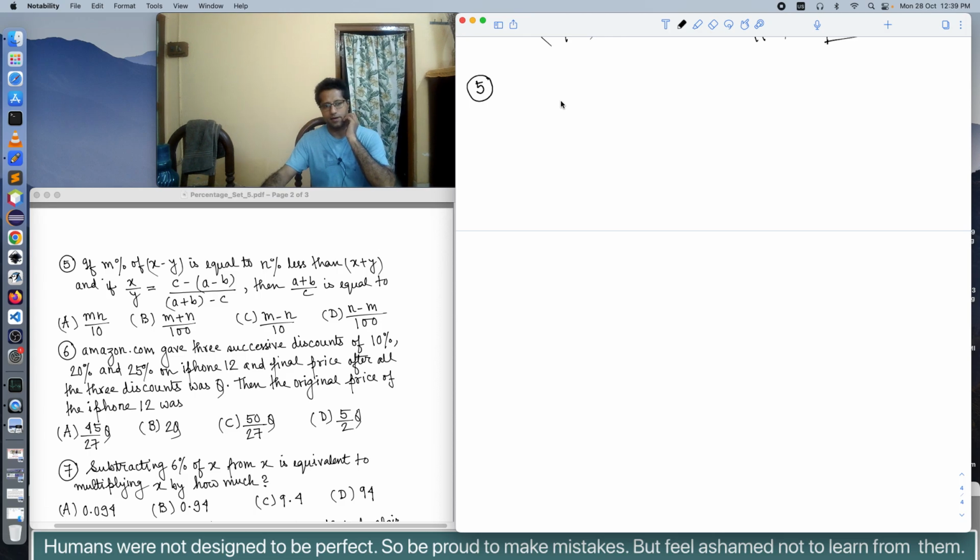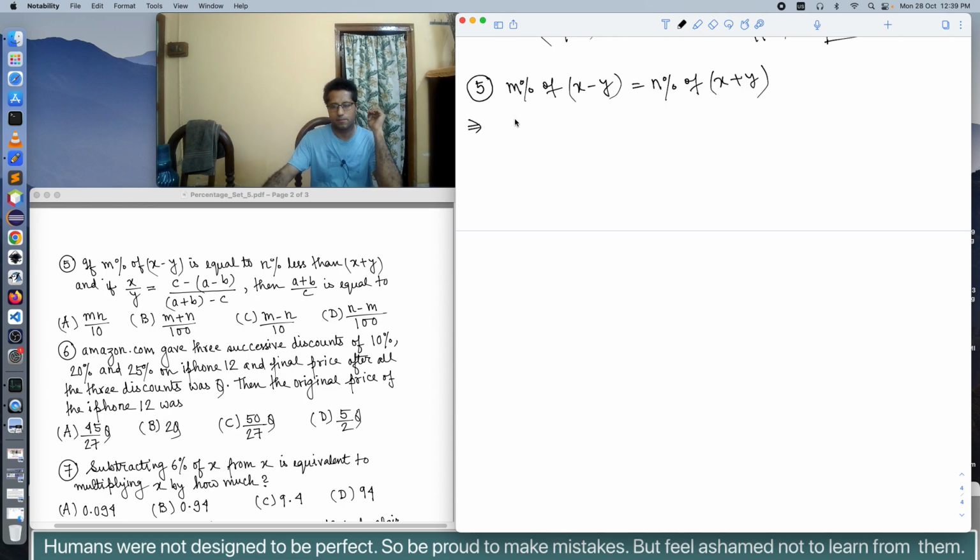So it is given that m percent of x minus y is equal to n percent of x plus y. It's a kind of equation.